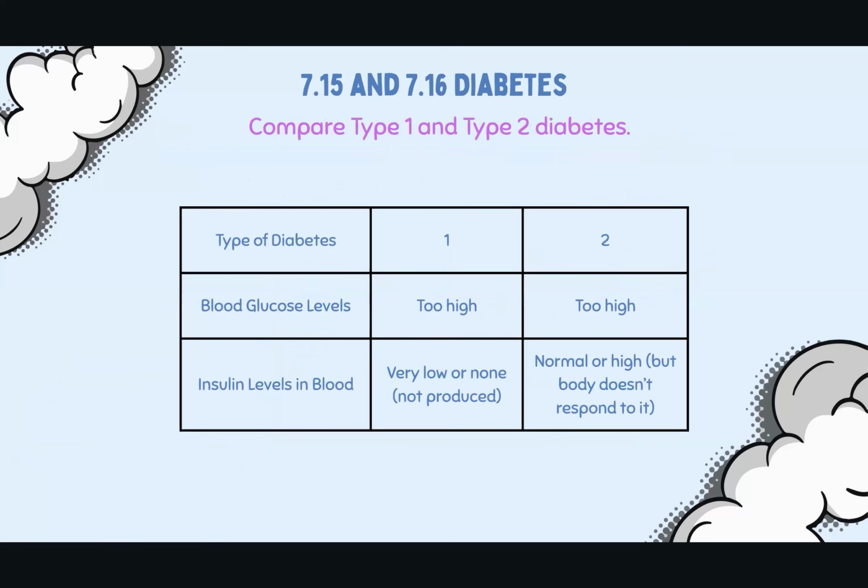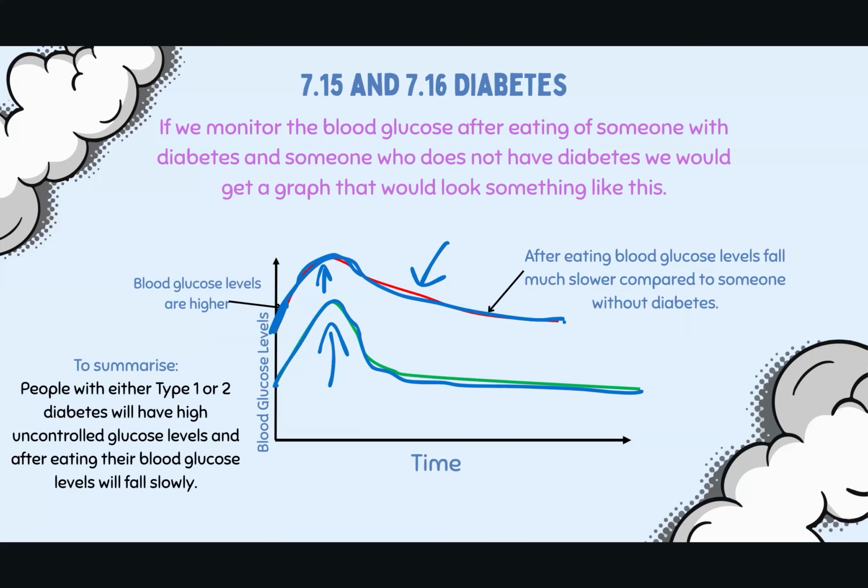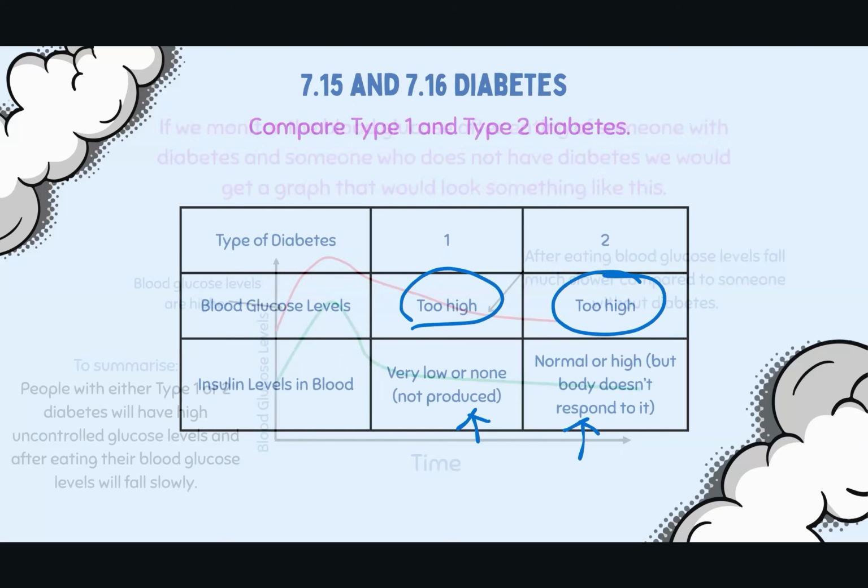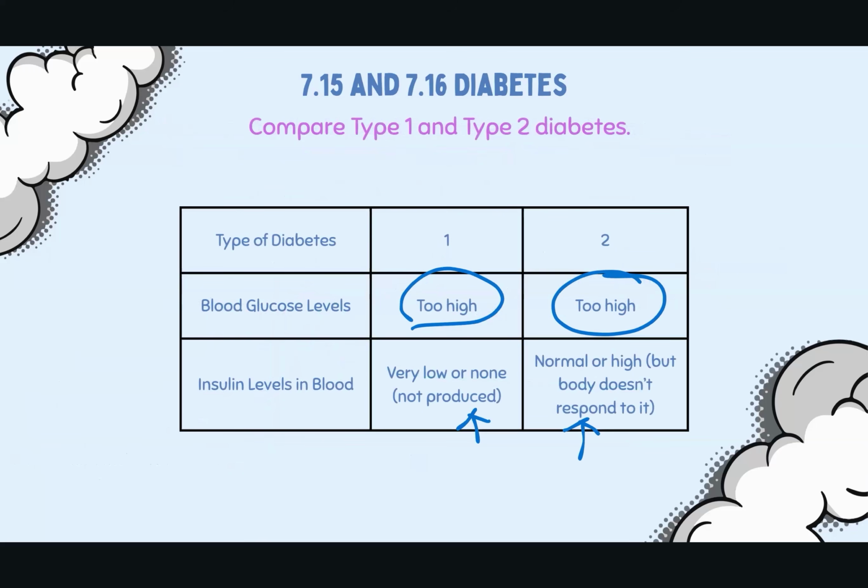Now, in type 1 diabetes, blood glucose levels are too high, and in type 2, blood glucose levels are too high. But how can we tell the difference between this one and this one? Because this graph represents type 1 and type 2, the red line. The top line represents both. But how can we tell the difference between the two? It's in insulin levels.